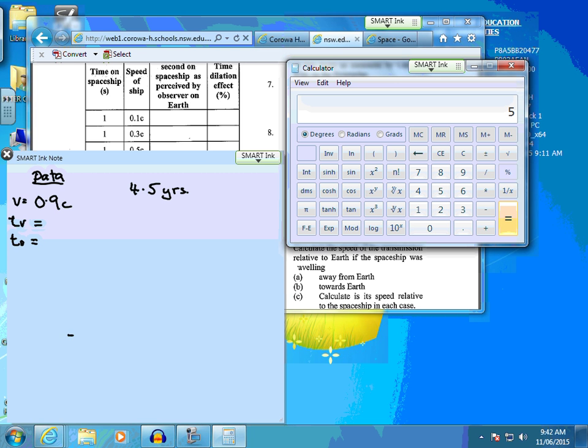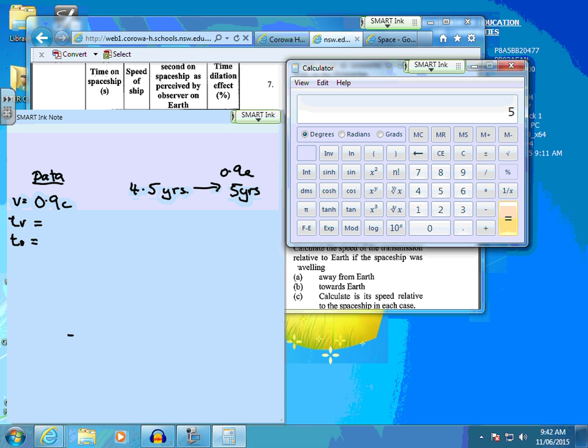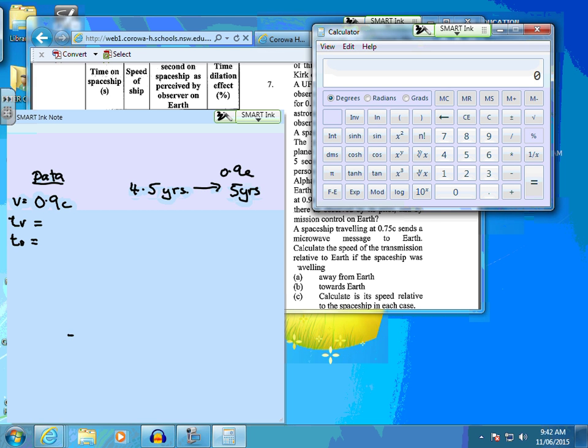So at 0.9, well, the way I do it, guys, so that you get it. The simplest way to do it is you're traveling at 9/10 of the speed of light, right? So you just invert that and multiply it out, so you end up with 4.5 over 0.9, which will give you 5 years. See the logic? Yep. So that's the easy way to sort that one out. So now you know that the person on Earth will say it takes 5 years.